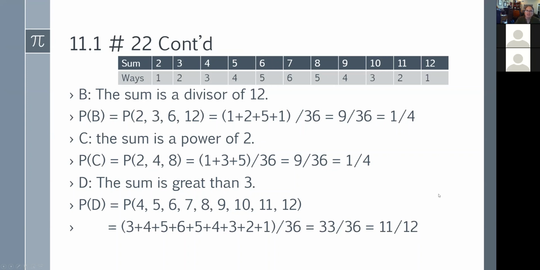We could have also used the complement, and the complement would be that the sum isn't greater than 3. So in other words, the sum is less than or equal to 3. And so there are 3 ways to get a sum that's less than or equal to 3. So we could have done 1 minus 3/36.